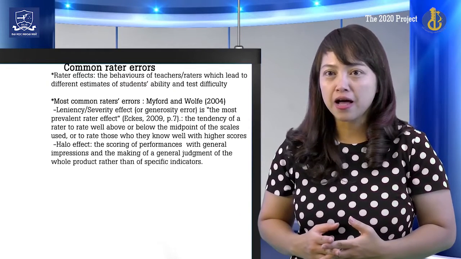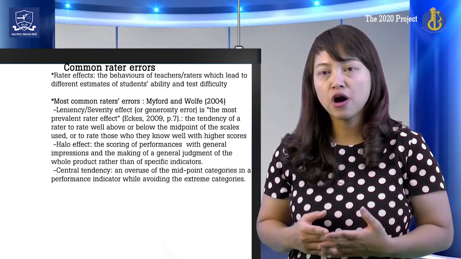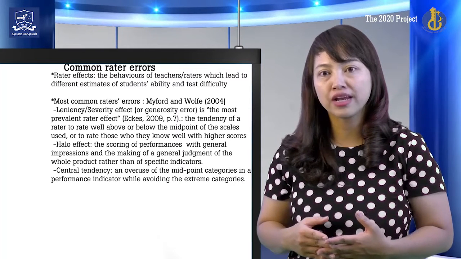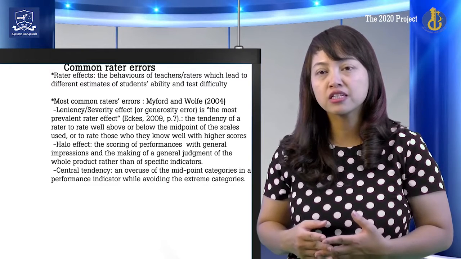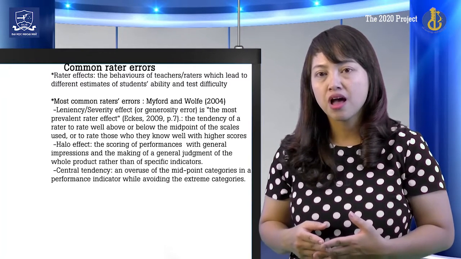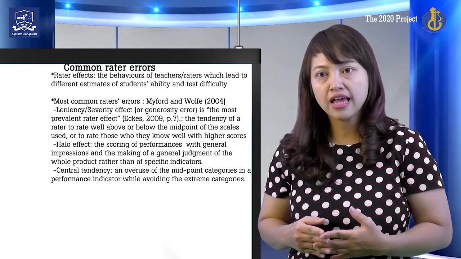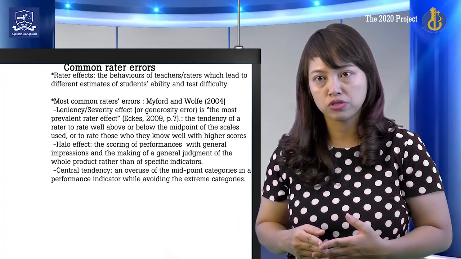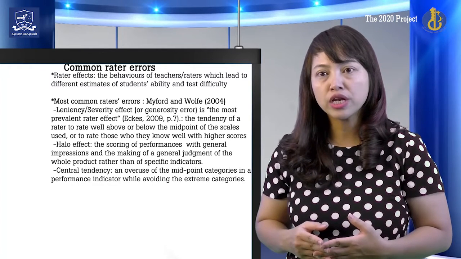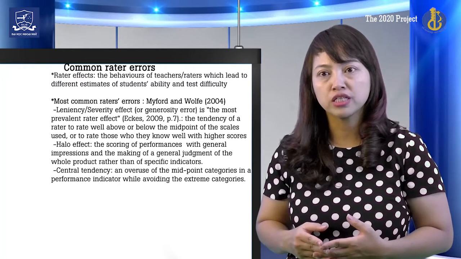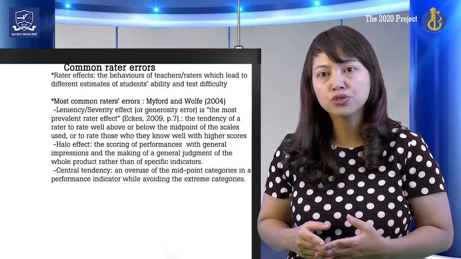The third type of error, central tendency, indicates an overuse of the midpoint levels in the performance levels while avoiding the extreme categories. Raters may avoid giving a high or low score and give only average scores. Sometimes this phenomenon happens with new teachers who lack confidence and are afraid of being judged as too lenient or too harsh.